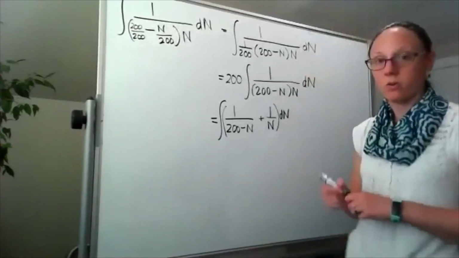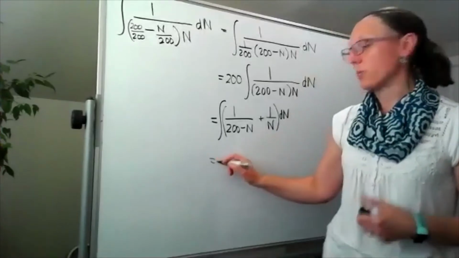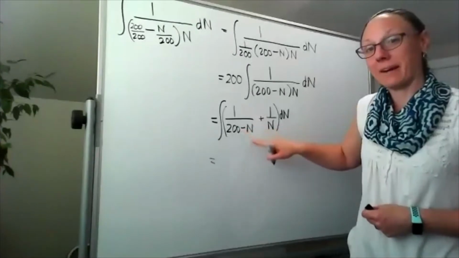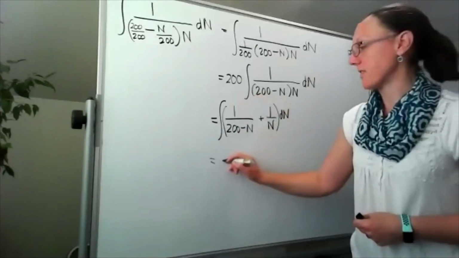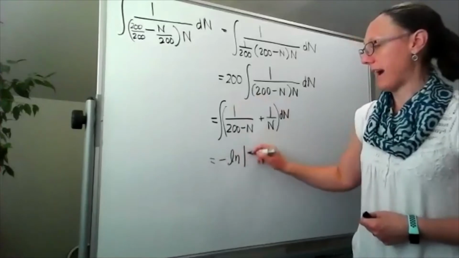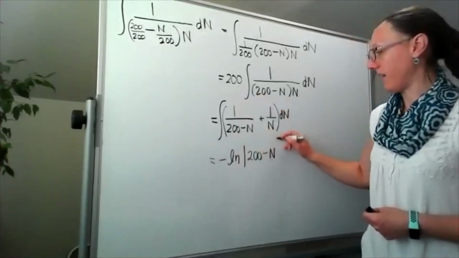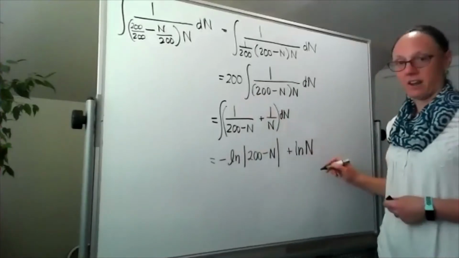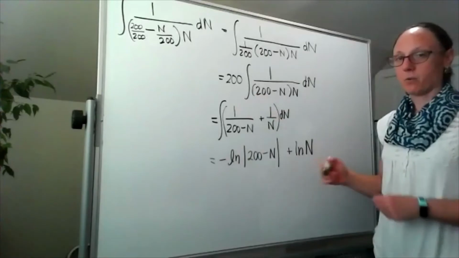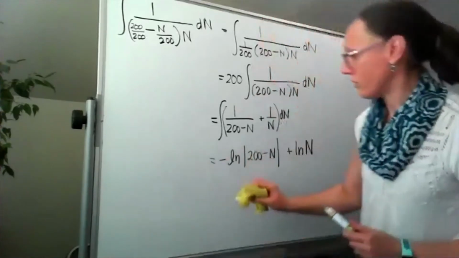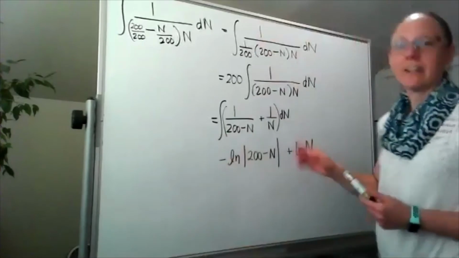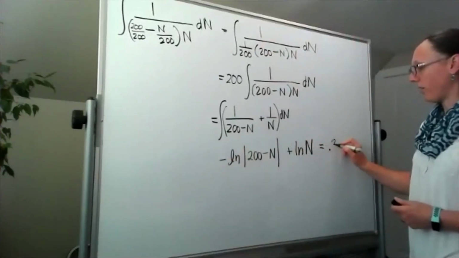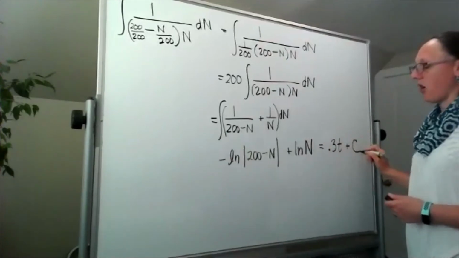Okay, so integrating both of these is going to lead me to a natural log, but that subtraction down there, that minus N, is going to mean this one turns into negative natural log absolute value of 200 minus N. This will be a natural log of N. And if you remember, this all started with a differential equation. This was us integrating the left-hand side. The right-hand side of that differential equation, we got 0.3t plus a constant.